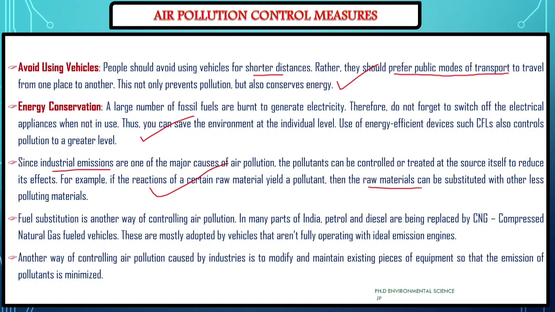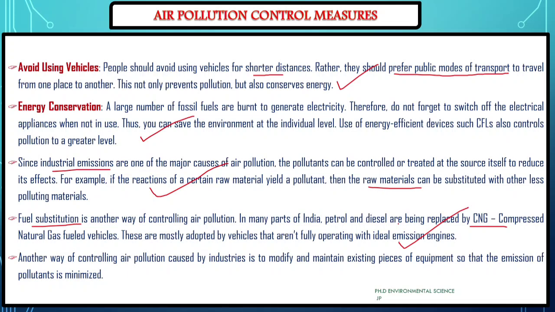Then fuel substitution. Replacing traditional fuels like petrol and diesel with cleaner alternatives such as CNG. CNG burns cleaner than petrol and diesel, resulting in lower emissions of CO2, NOx, and particulate matter. In many parts of India, vehicles, especially public transport and commercial fleets, are transitioning to CNG. This shift helps in reducing the overall level of vehicular pollution.